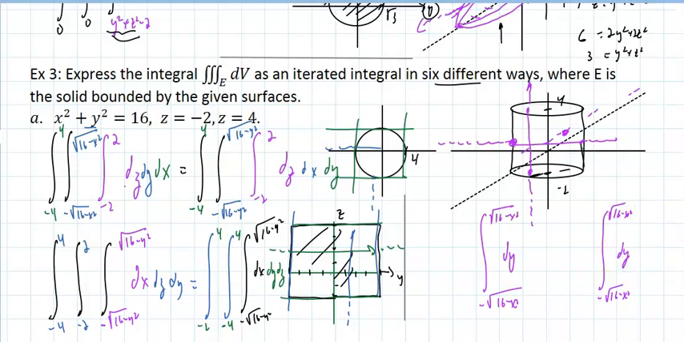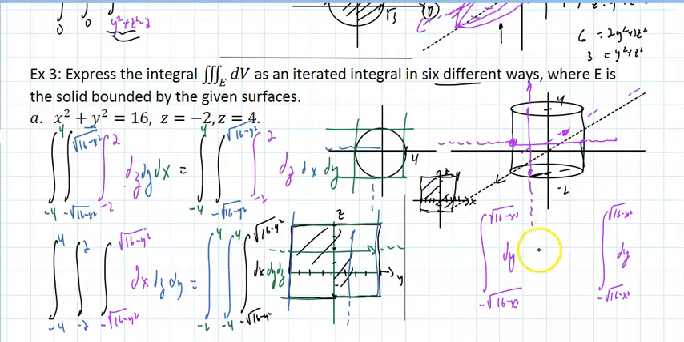And now, what are you looking at? You're looking at this region. It's not going to be that much different than what we just did, except there is no y. It's going to be x, z. Z still runs from negative 2, and x is going to run from negative 4 to 4.